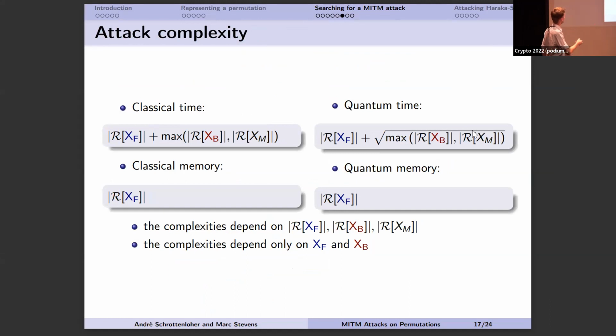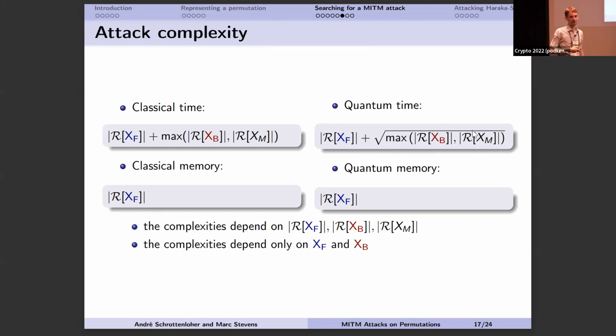time complexity, which is going to be given by this, assuming that you first compute the forward list and that afterwards you basically go through all the possibilities for the backward path. That's a bit of a technical point. And in that case, you need to store the forward list. So you have an algorithm with these complexities.